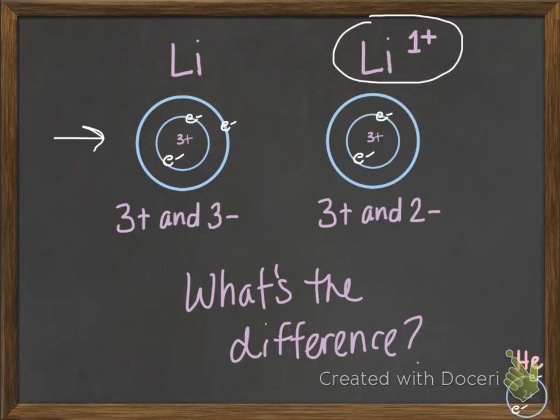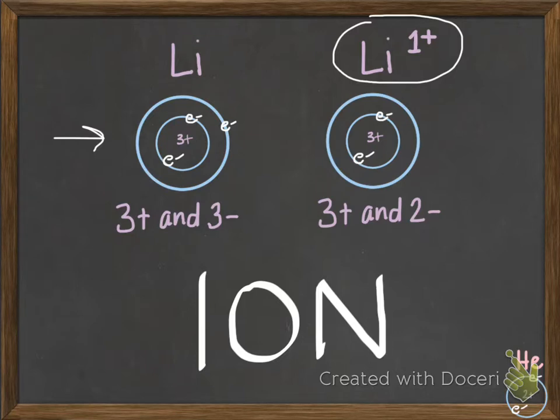What do we call this? An ion. An ion is an atom that has become charged through either losing or gaining electrons, creating an imbalance between the number of protons and electrons. So, hey, meet the lithium ion.